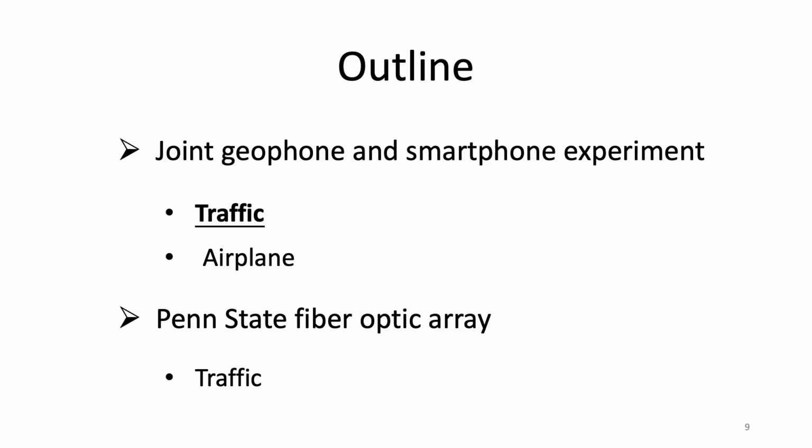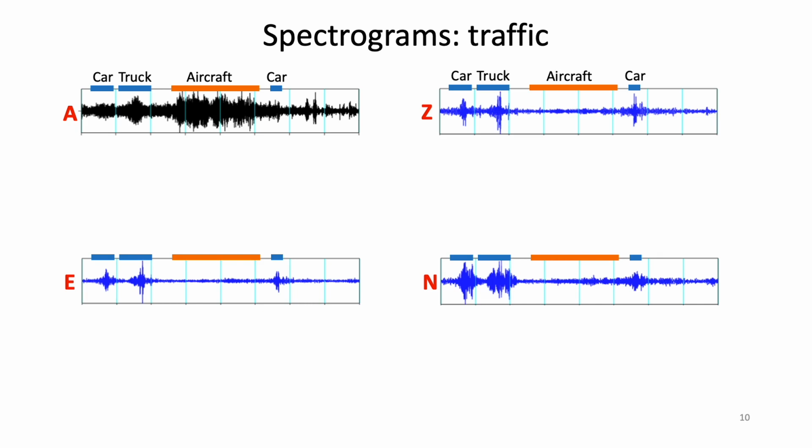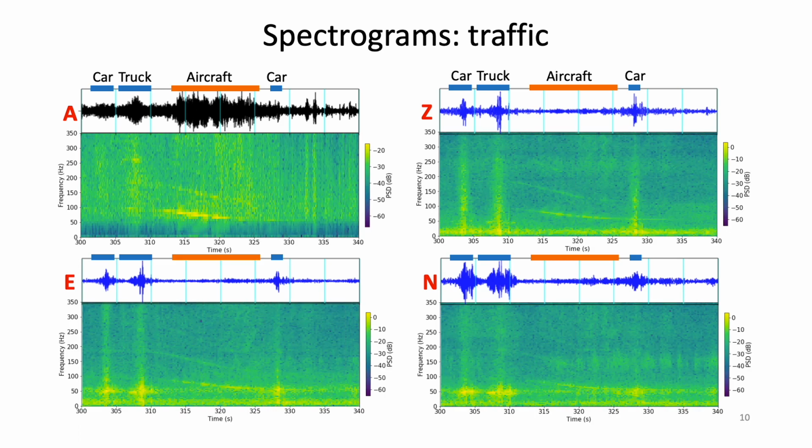Next, let's see the characteristics of the traffic signals. These waveforms of the audio and the three seismic components contain 3 events of ground-based traffic and 1 event of airplane. We apply short-time Fourier transform to each waveform and generate their spectrograms. The spectrogram has a vertical axis of frequency and a horizontal axis of time. Its amplitude indicates power spectral density, which is plotted in dB.